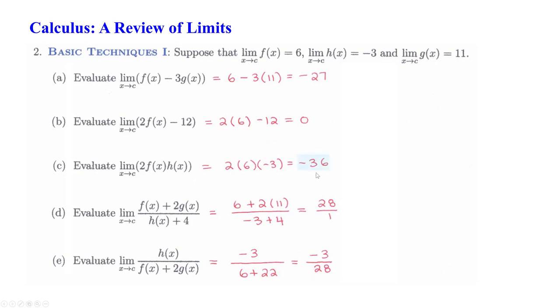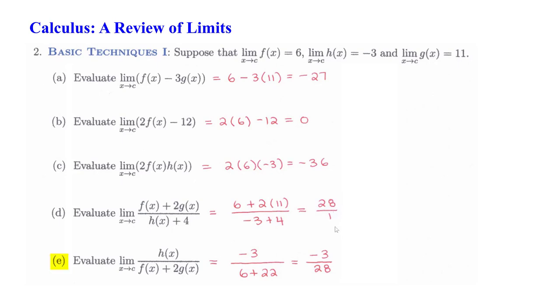Again, we have a ratio, and as long as h isn't going to negative 4, which it's not, we will be able to evaluate this limit by the limit of the quotient is the quotient of the limits. So you pass the limit to the numerator, you pass the limit to the denominator, and then you evaluate the limit of each function, yielding 6 plus 22 over 1, which is 28.